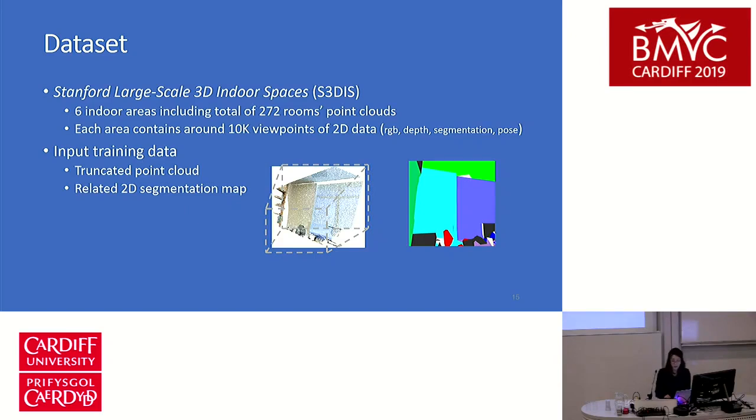And what is the truncated point cloud? We cast rays from the camera through the pixel to the scene, and those points on the specific viewpoints are extracted to generate the truncated point clouds.